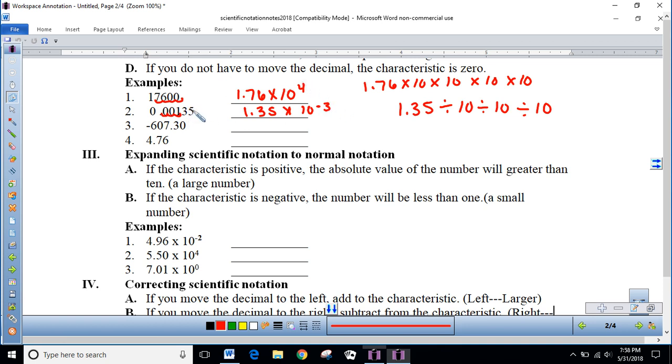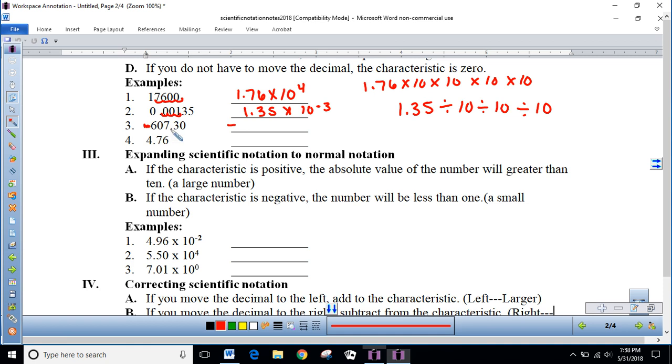Now this right here throws students for a loop. The fact that it's negative doesn't mean anything to the power. If it has a negative in the front, you just put that negative there. It does mean something on the number line, but as far as the exponent, it doesn't matter. So I'm just going to put that, and I'm going to ignore it right there and look at the number 607.30.